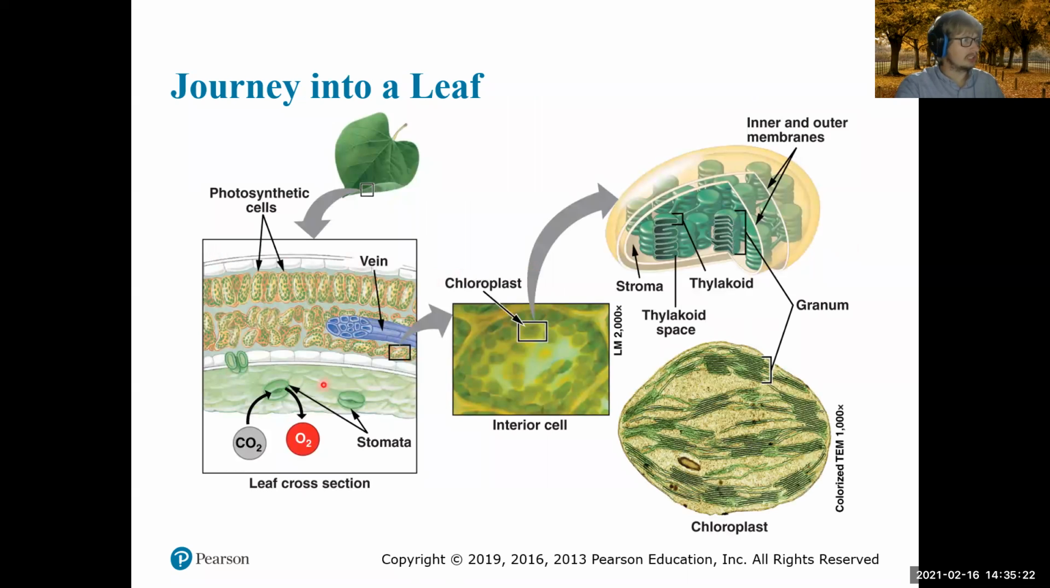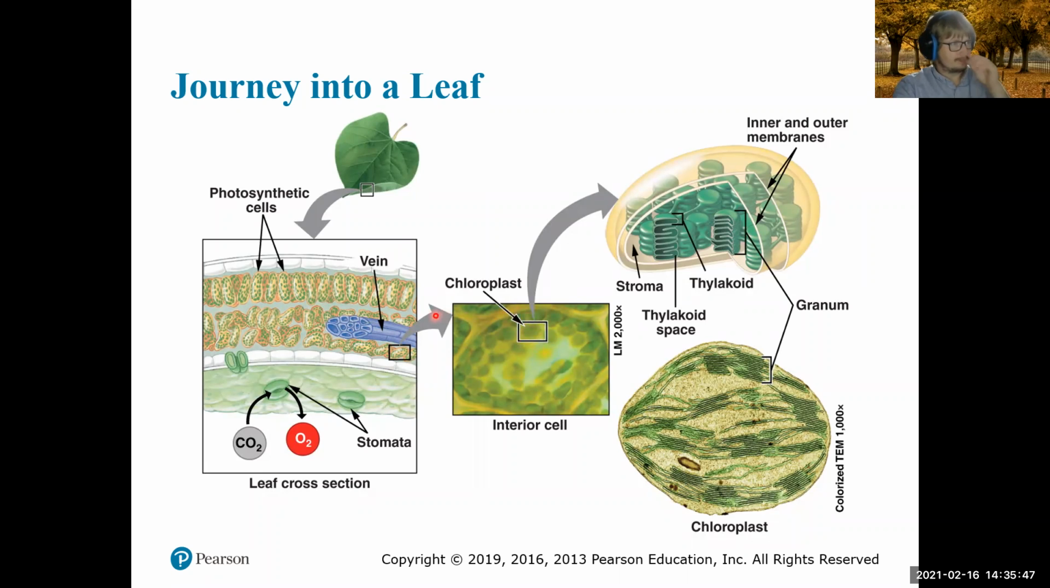So here's a cross section of a leaf. You have all of the chloroplasts in here, so those photosynthetic cells. On the bottom of the leaf, which is typically where all of the stomata are located, you have carbon dioxide going in and oxygen coming out. Now that carbon dioxide is going to go and diffuse into the chloroplasts where photosynthesis will happen.